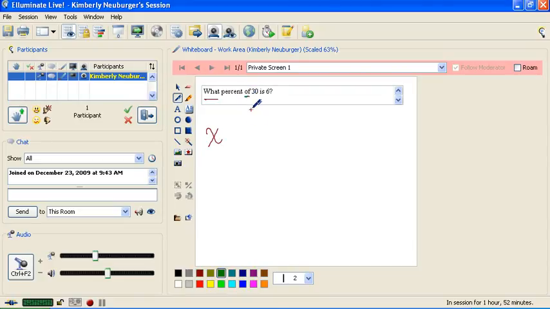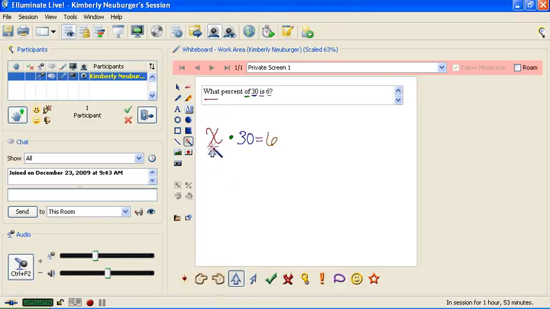And then we have of, which is multiply, and we're multiplying by 30. Then we come to is, which is equals, and what it equals is 6. So let's look at what we have here. What is the x? We're going to switch that x to a percent at the end. Of is your multiply, 30. Is equals, and 6 is our number on the end.